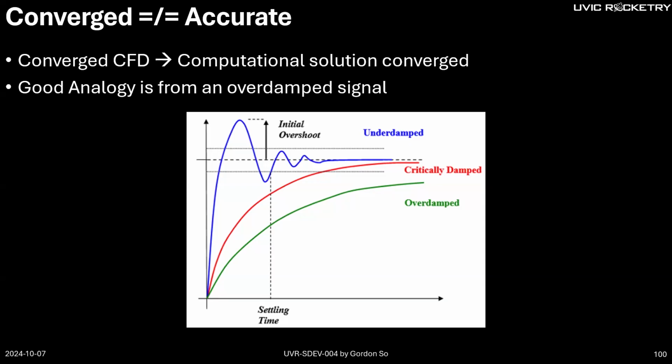The CFD solution is exactly this plot. So the residue can converge, basically the overdamped case. But what we want is really close to critically damped. So you want the solution to be converged too. Keep this in mind, because it changes basically everything.